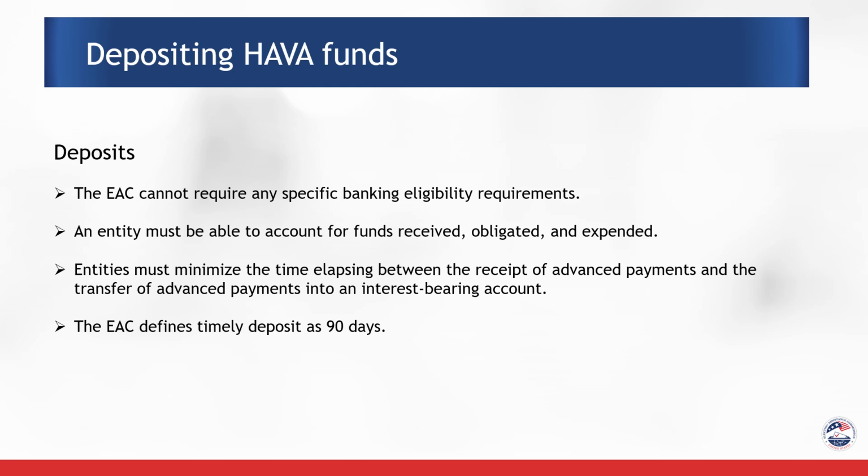But ultimately, you need to be able to account for your funds received, your funds obligated, and all of those expenses. You need to minimize the time elapsing between the receipt of your advance grant payment and the transfer into the interest-bearing bank account. So put more simply, when we send you the HAVA grant monies and your state receives them, you need to quickly and in a timely fashion, with the minimal amount of time elapsing, get the money from wherever it's received at the state into that interest-bearing bank account.